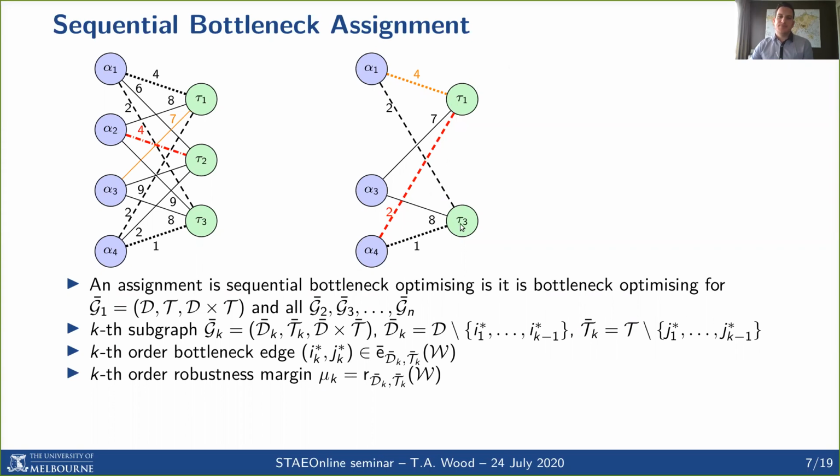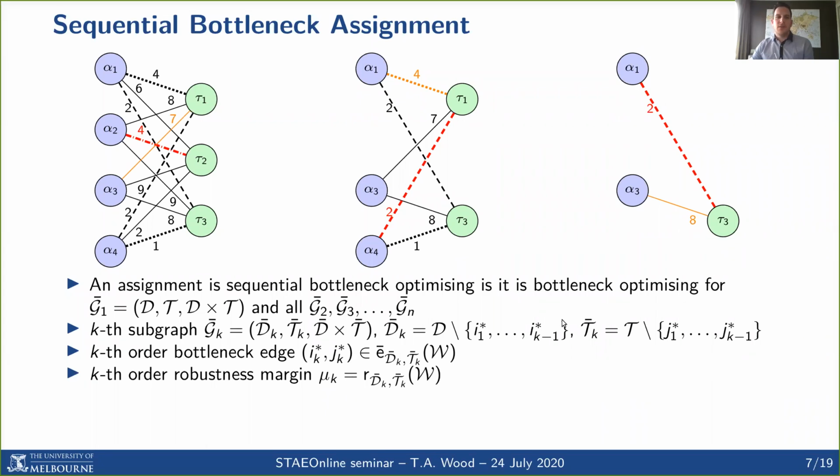So here in this case, the largest edge of the second best assignment is this edge shown in orange. So the robustness margin for the second iteration here is 2. So this orange edge minus the red edge. And then again, we remove this edge and we obtain a smaller problem. And then here we only have one task, but there's still 2 agents. And of these 2 agents, of course, we pick the lower weight edge, and the difference to the second best assignment is 6.